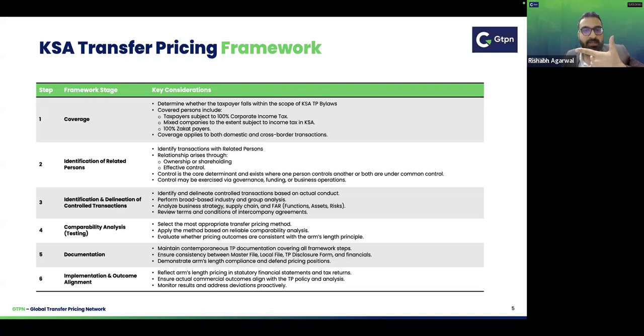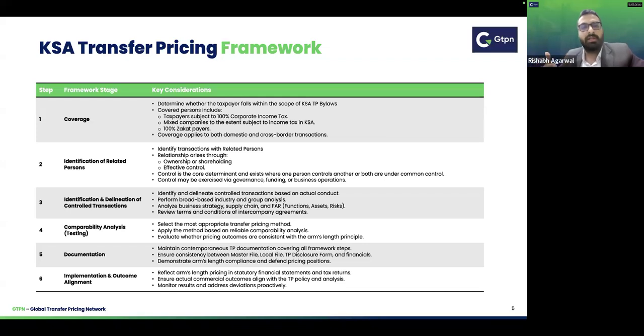So both corporate tax and zakat payers, again covering both domestic and international transactions, and the definition of being a related party is too wide. I'm not going into the nuances of it, but I've put in the three pillars: ownership, management, and control over here. So the next step comes in that the applicability is set, the clarity is there, we know the transactions.